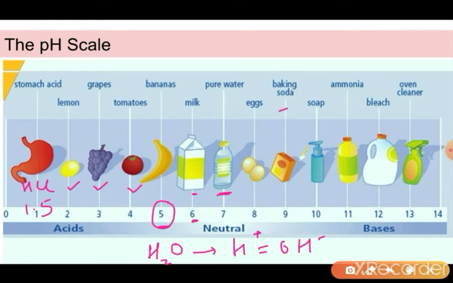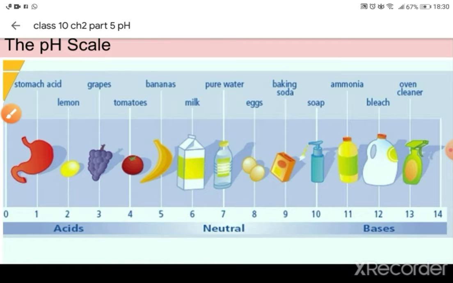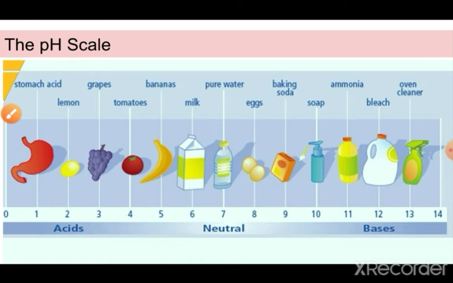Baking soda, soap, ammonia, bleach and oven cleaner are all basic in nature, and are available in our homes. Apart from this, milk of magnesia, or the digene which we use as an antacid when we have acidity, is also basic in nature, a strong base.